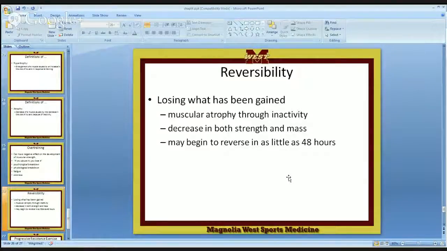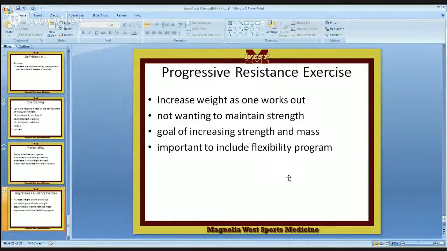27. We talked about PREs, progressive resistance exercise. It's important to include your flexibility program after you're done with your PREs. That's going to be your true-false question on this slide. So, all right, begin studying.